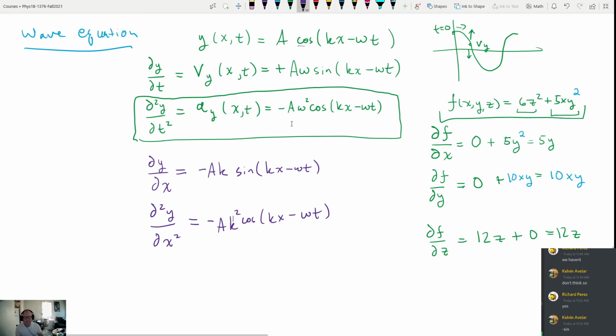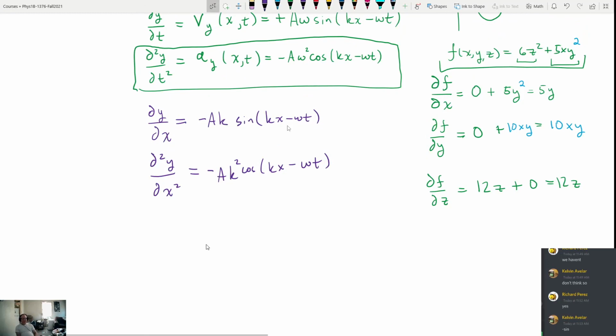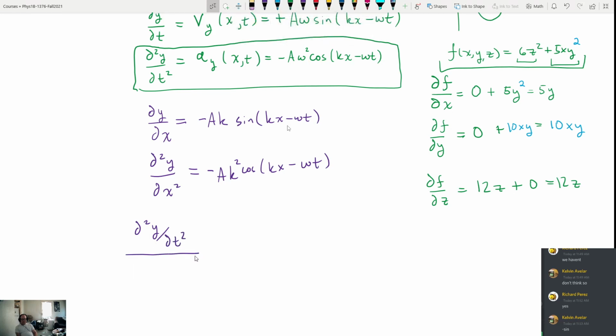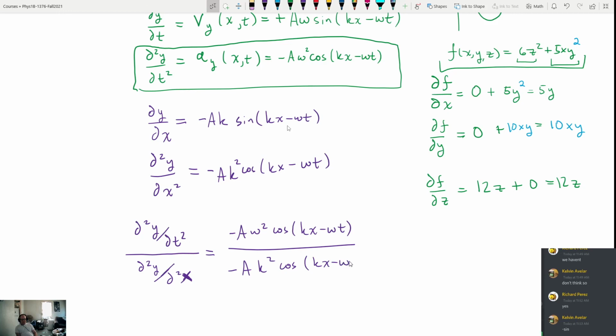Next, what we can do is take our two functions that we have right here and find the ratio of them. So if I take the second derivative with respect to time, del 2y del t2, and divide by the second derivative with respect to x, what do we get? The time derivative is up here, negative a omega squared cosine of kx minus omega t. We divide that by the second partial with respect to x, which is this one, negative a k squared cosine of kx minus omega t.